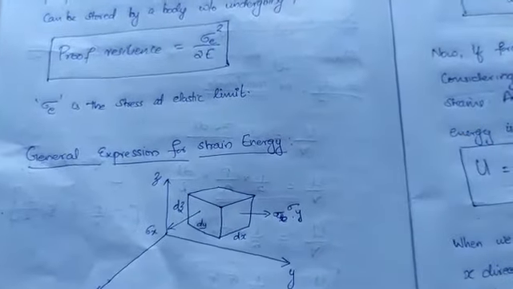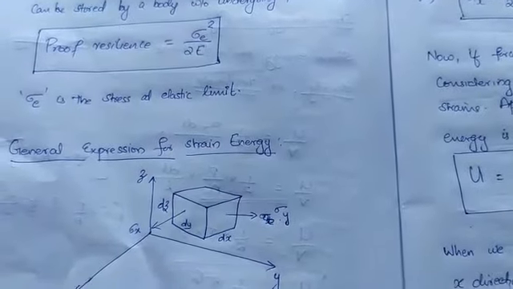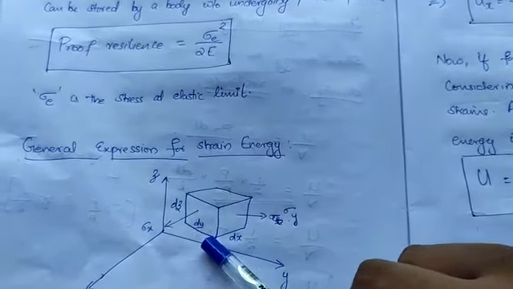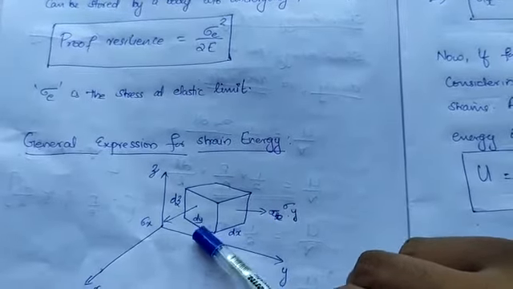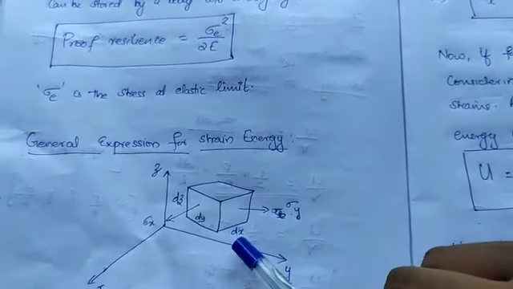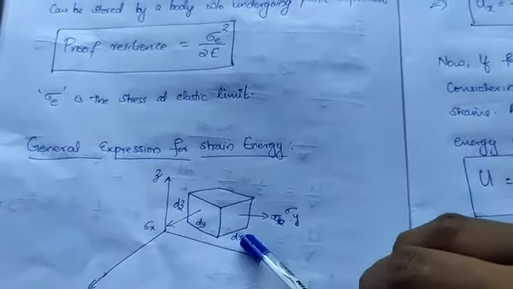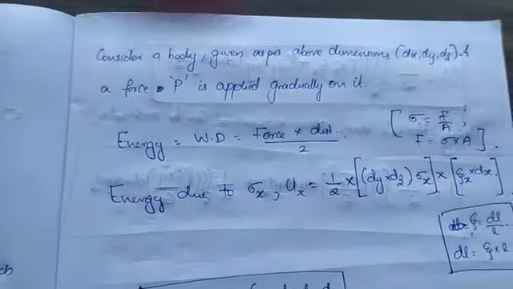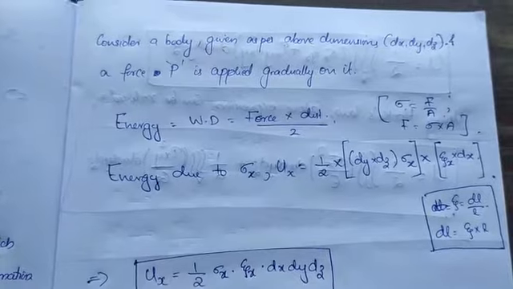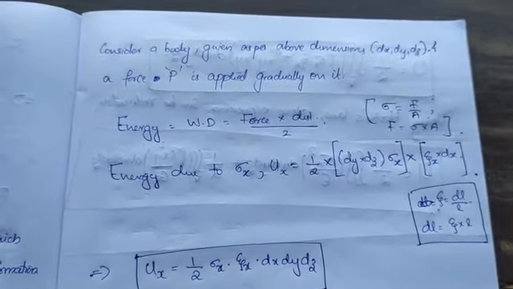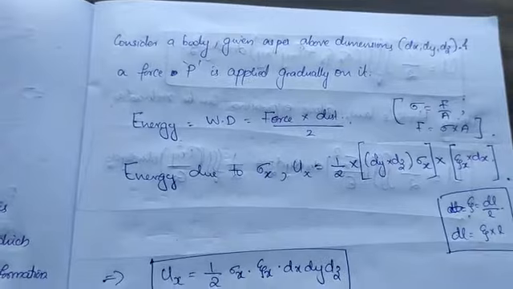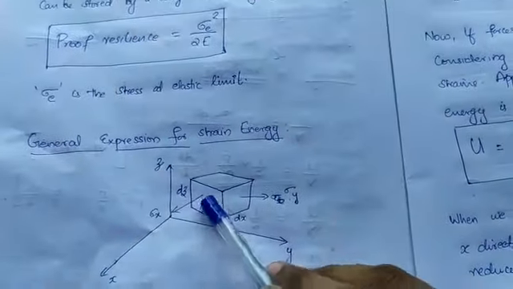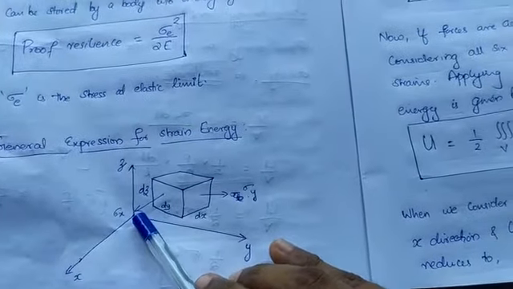Now you have to find the general expression for strain energy. That means you have an object with dimensions dx, dy and dz along its x, y and z directions. What will be the total strain energy of this object? Total strain energy is nothing but work done, which is force into distance by 2. We already know that. So consider only sigma x, a stress along this direction.